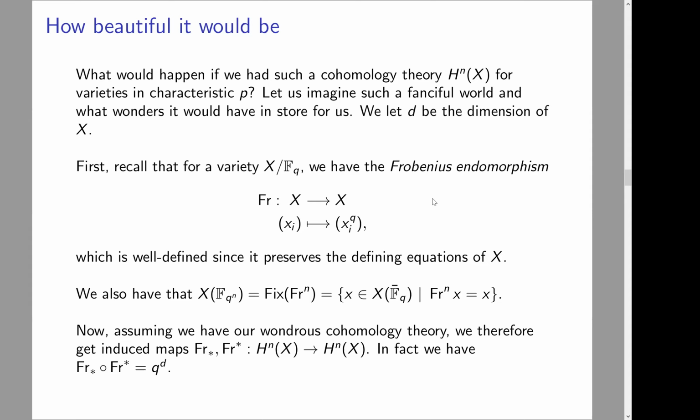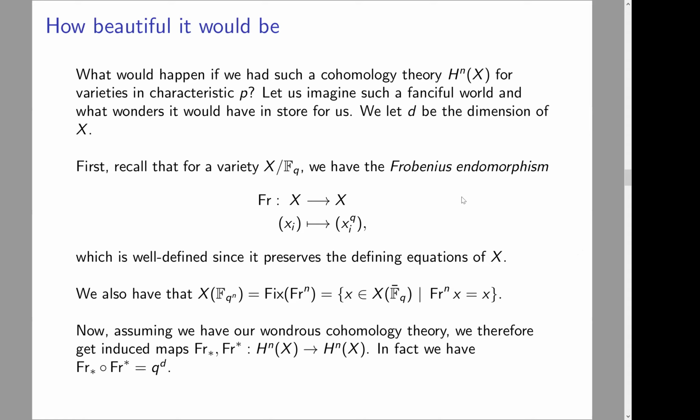So this map makes sense for any variety in positive characteristic. And we also know that if we want to see the set of points over any finite field Fq to the n, that's given by the fixed points of the nth iterate of this Frobenius map. So if I have a point that's defined over a priori the algebraic closure, and I apply the Frobenius n times to it, and I get it's equal to itself after n operations of the Frobenius, that tells me that x must actually have coordinates in Fq to the n. It's an Fq to the n point.